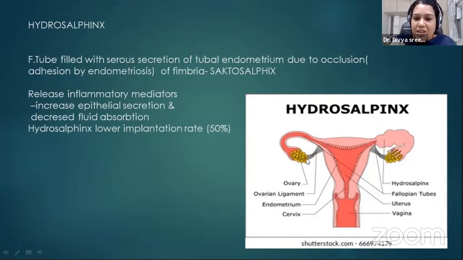So the main functions, like the pickup of the follicle and the fertilization, all get blocked. It may be a reason for infertility also. Even after treatment of hydrosalpinx, the normal function of the tube that is regained is a little bit less, and there is more chance of ectopic pregnancy also, because it has lost its normal movement.